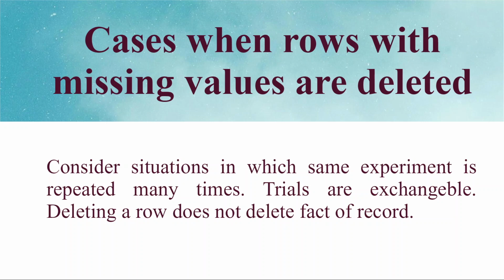Cases when rows with missing values are deleted. When can we delete the rows containing the missing values? Consider situations in which the same experiment is repeated many times. Trials are exchangeable. Deleting a row does not delete a fact of record.